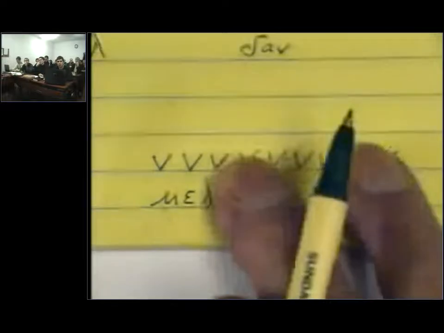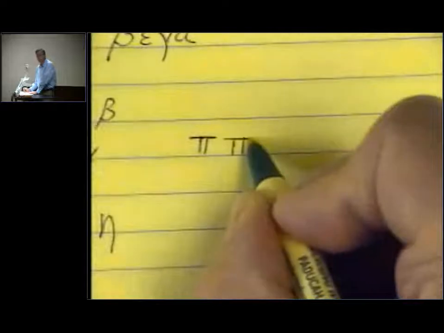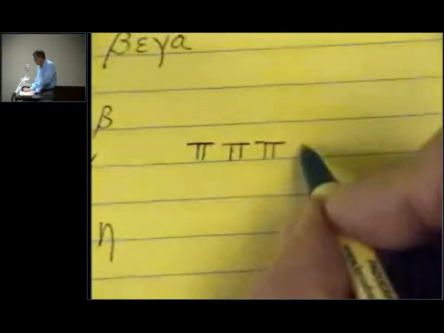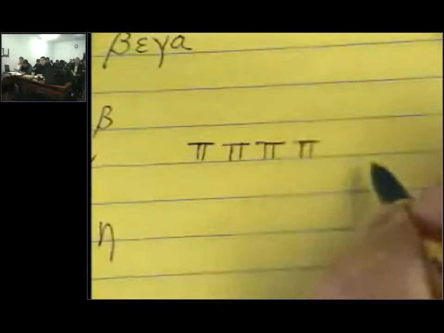Okay, now do you say pi or P when you say this letter? Pi. Two lines and a line across the top. P, P. Don't you have this same letter in Russian? Yes, we do. P, P.